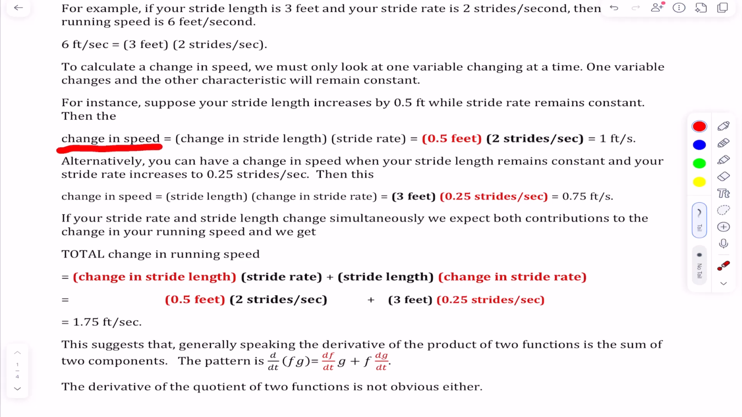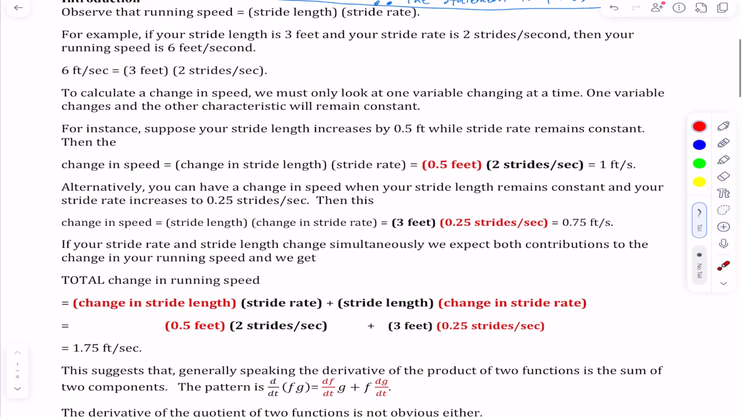So how does the stride length provide a change in speed? You could keep the same stride rate, which is 2 strides per second, but your stride length actually now has increased by half a foot. So you calculate this individually and you'll get the change in speed relative to the stride length.